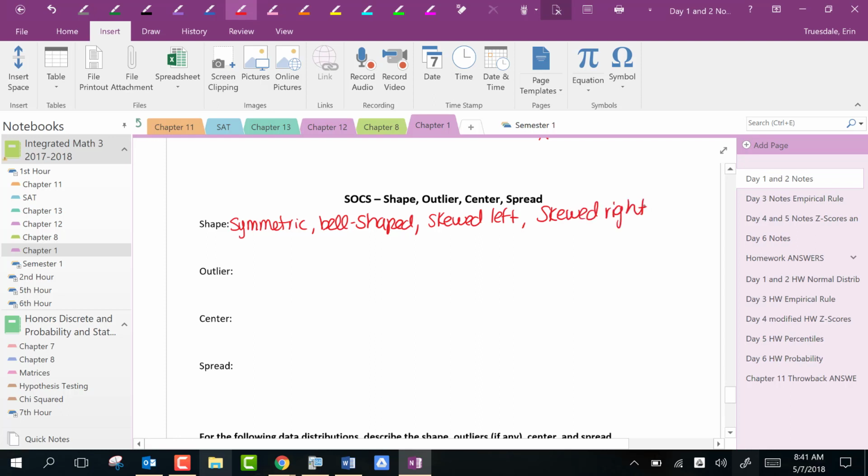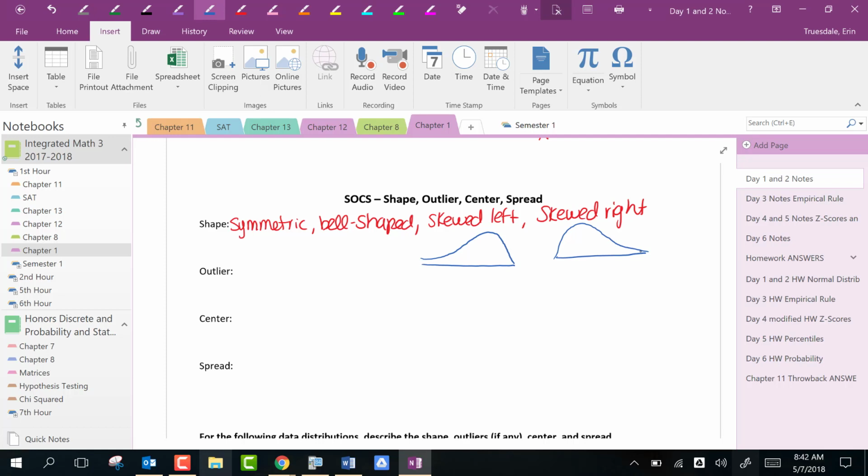Skewed left and skewed right are a little bit backwards of what you would think. Skewed left is where most of the data is actually on the right side of the graph, so it looks like that. And skewed right is where most of the data is on the left side of the graph. So they're kind of backwards. It has to do with how the mean and the median compare to each other. We won't get too much into that. We mostly in this class work with normal curves, so symmetric and bell-shaped.